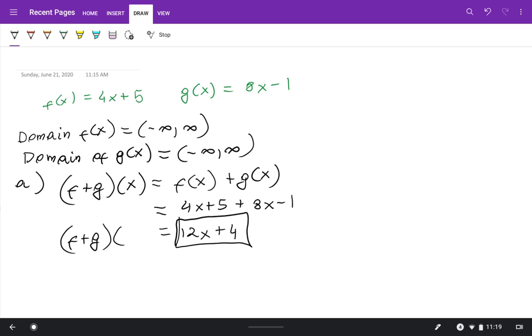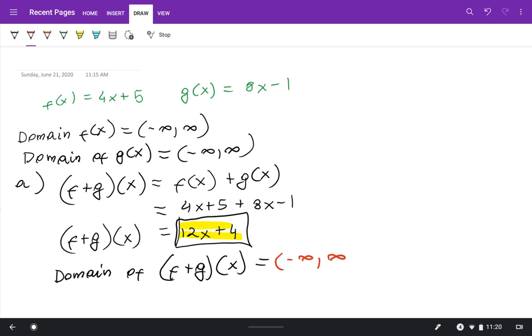Now, when you solve that, they will ask you what is the domain of the sum of those two functions. So you're always checking what your result is. Like you guys see here, this is just a linear function also, with slope 12 and y-intercept 4. So all linear functions have the domain from negative infinity to positive infinity.